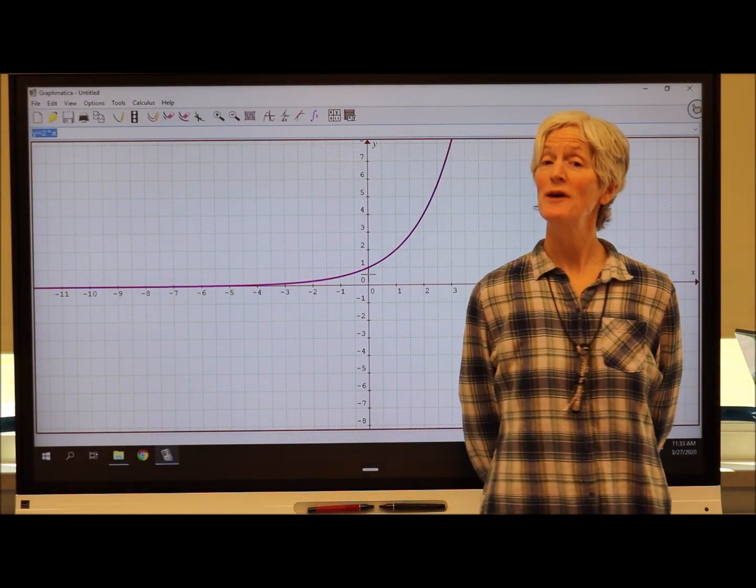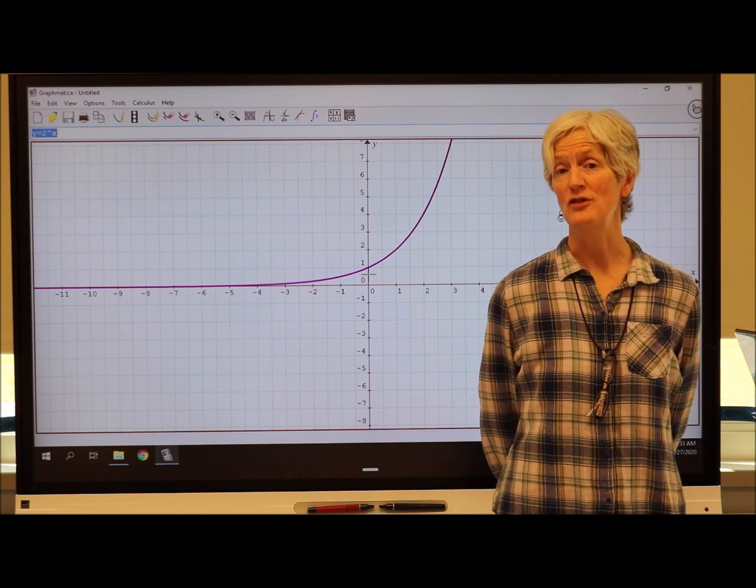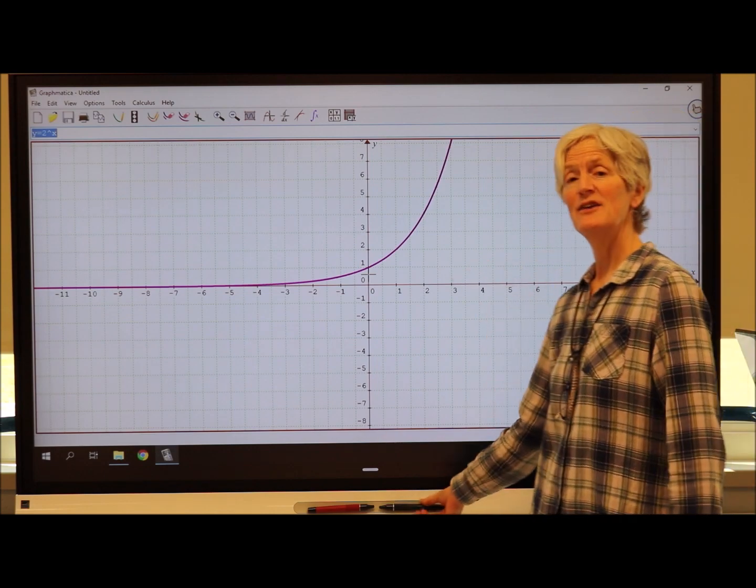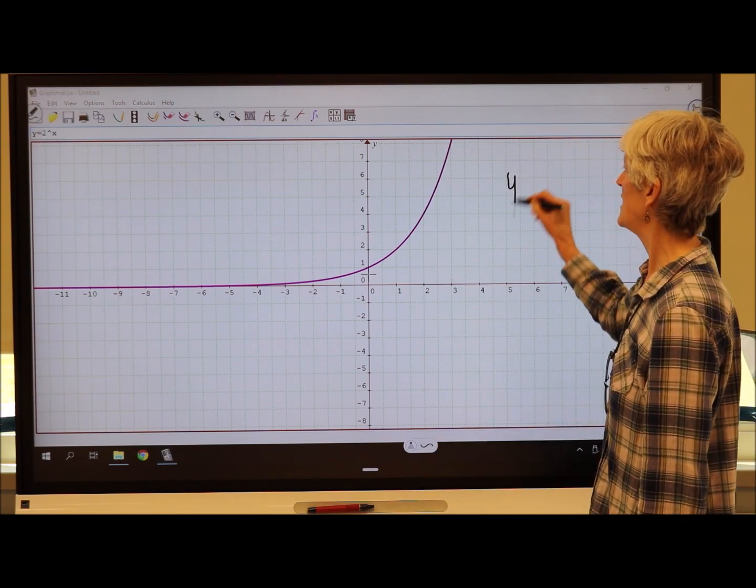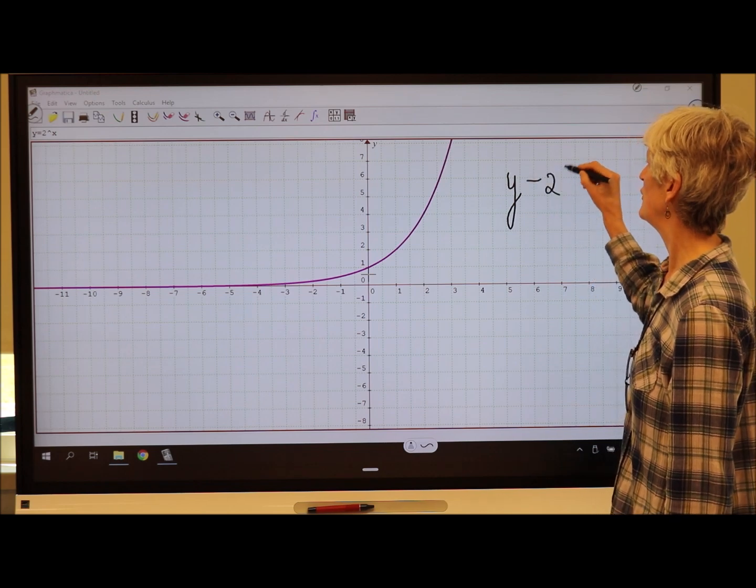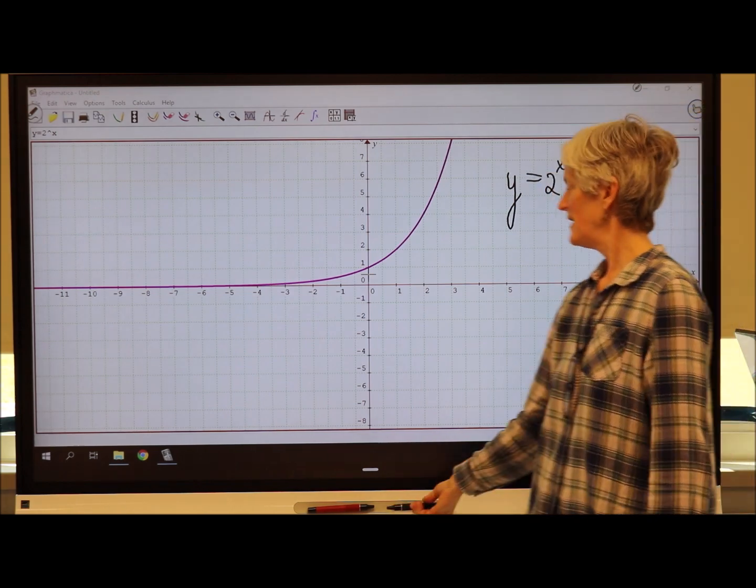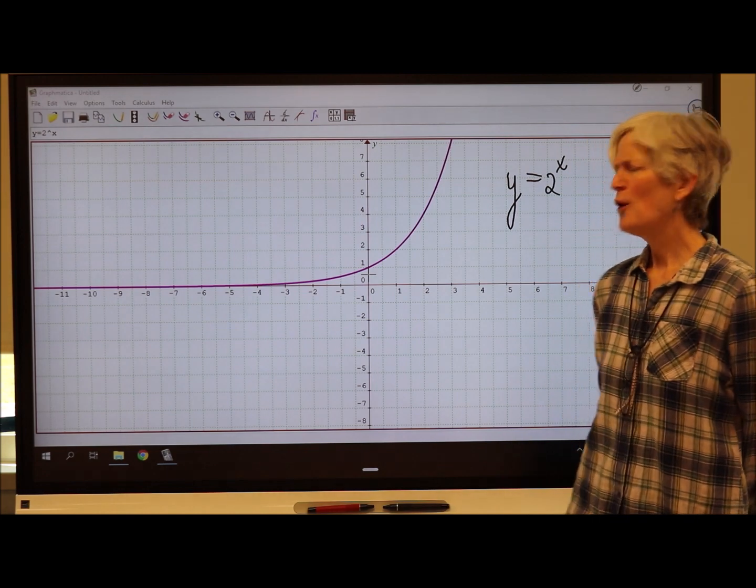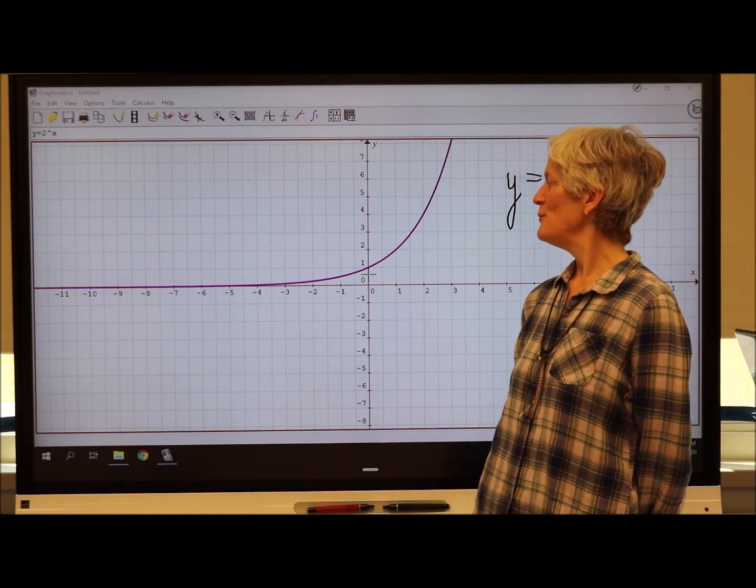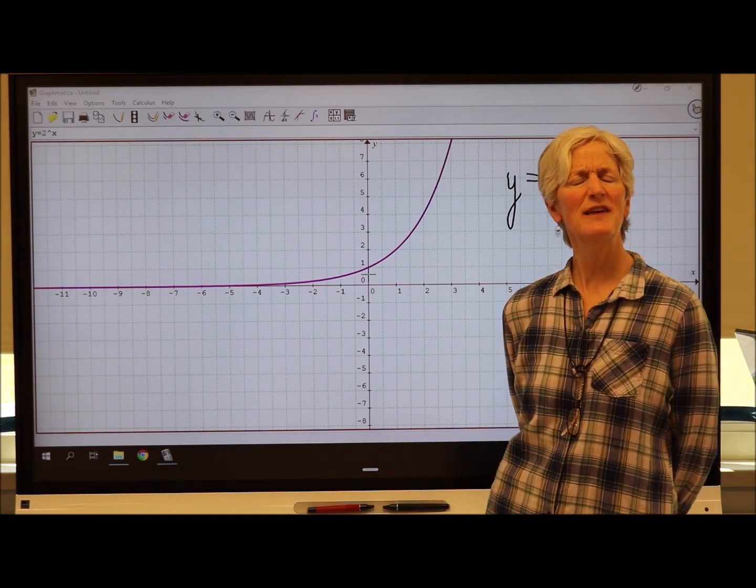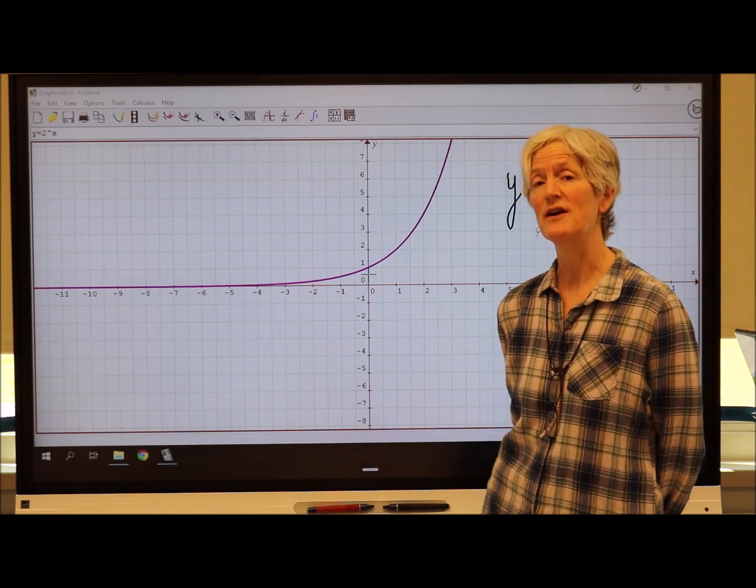How to find the derivative of an exponential function. Here is a graph of the exponential function y equals 2 to the x. So make a quick sketch at home and then just try to sketch what you think the derivative of this function would look like.